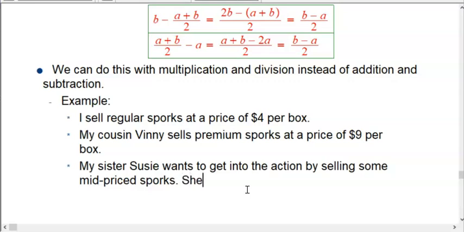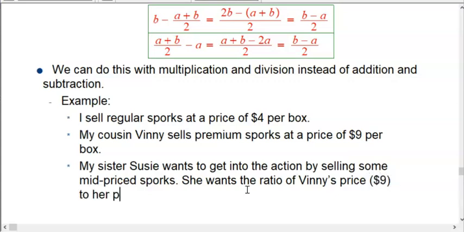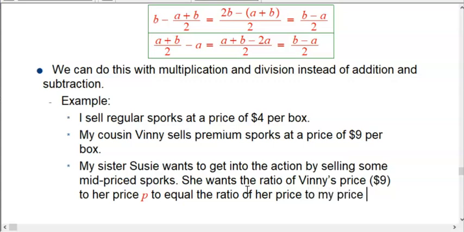So she wants the ratio of Vinny's price of $9 to her price, let's say P, to equal the ratio of her price to my price. And that's the $4.